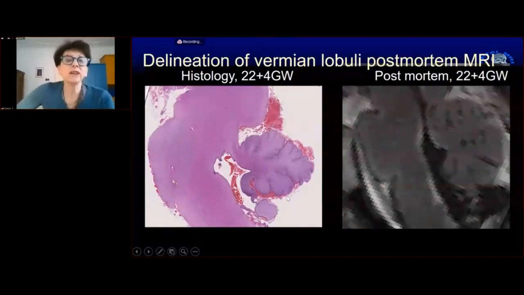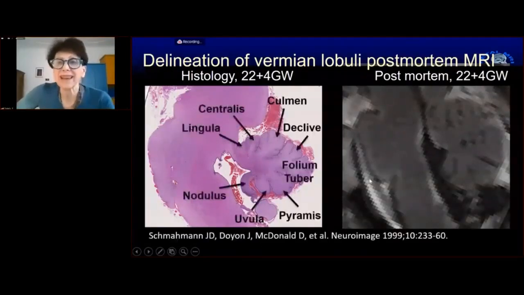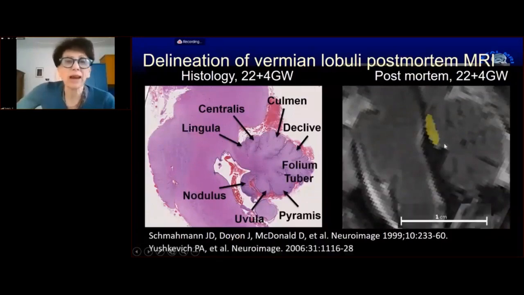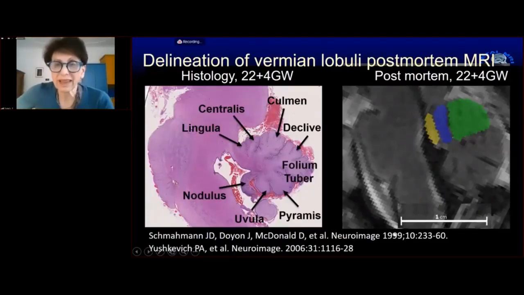We could distinguish the lingula from the centralis, the culmen, the declive, the folium, and the tuber. And as these parts usually cannot be differentiated from each other, we call it the FDT complex. The pyramis, then you see the uvula. And also the nodulus.